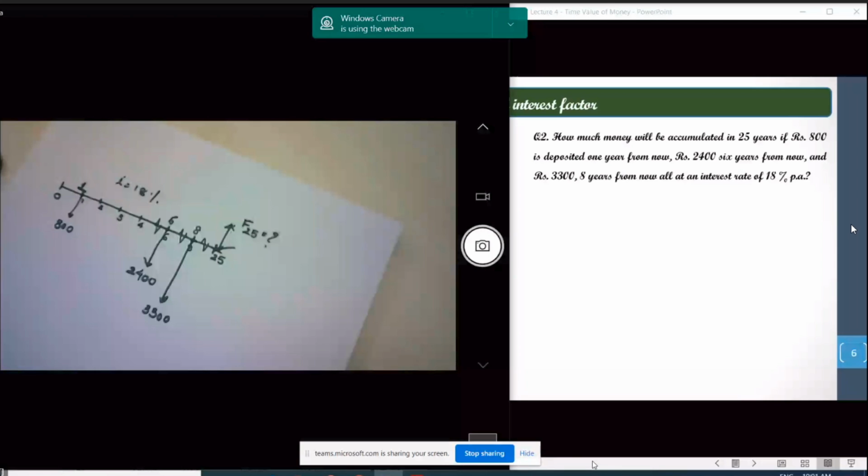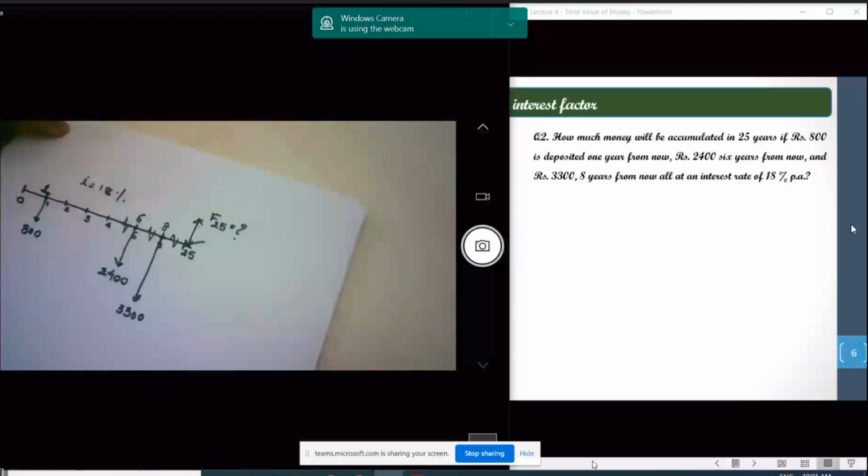Any difficulty in drawing the cash flow diagram here? Students, if there is any difficulty, if you cannot hear, please let me know. There might be some lag. Everything is fine till now? Yes, sir, everything is fine. Okay, fine, good.